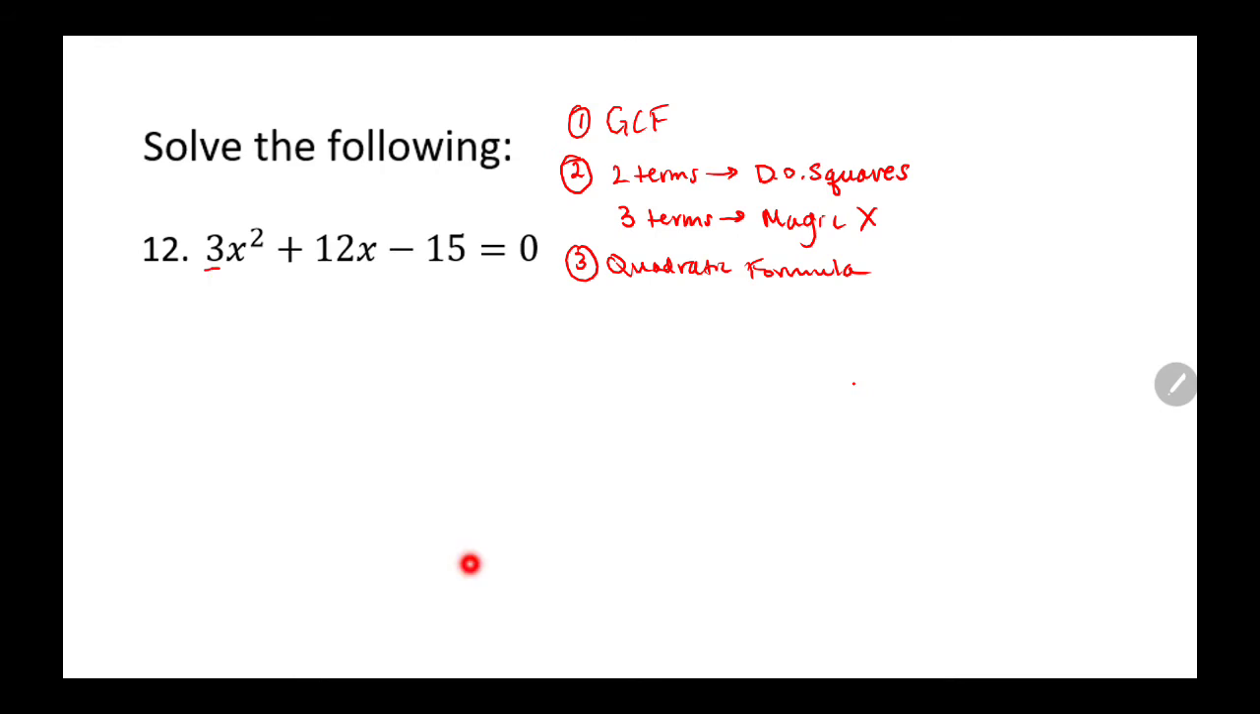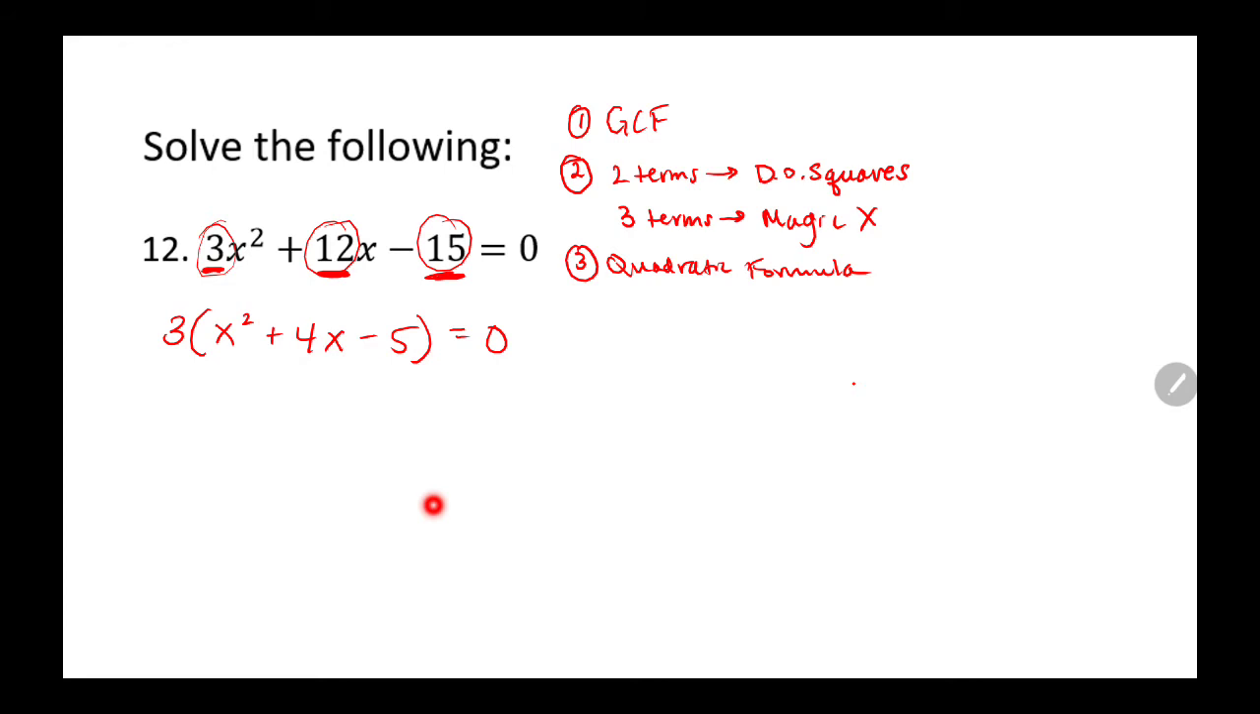So we're going to observe, is there anything that we can factor out of 3, 12, and 15? Basically, the question you should be asking yourself is, what's the biggest number, if any, that goes evenly into 3, 12, and 15? Well, 3. 3 goes evenly into all of these numbers. So I'm going to factor that out. So once I've pulled it out, I'm left with x squared plus 4x minus 5 equals 0.